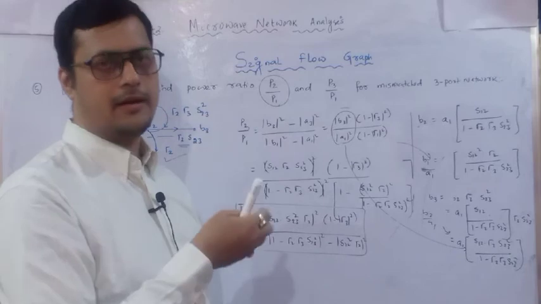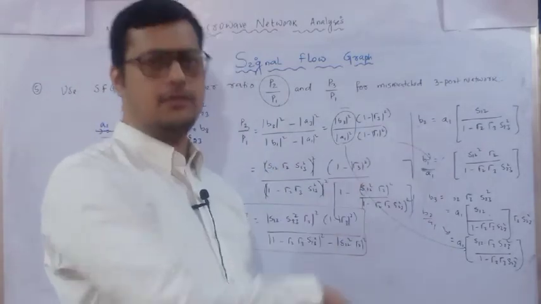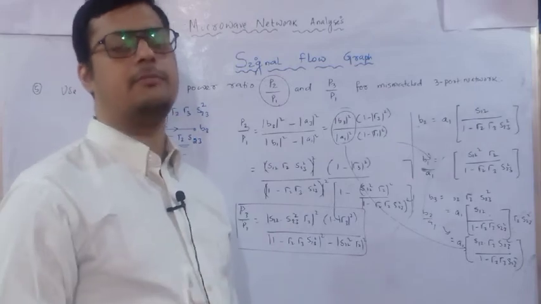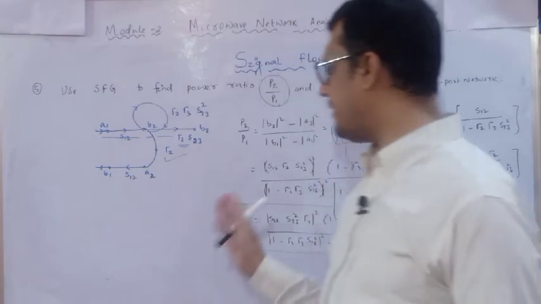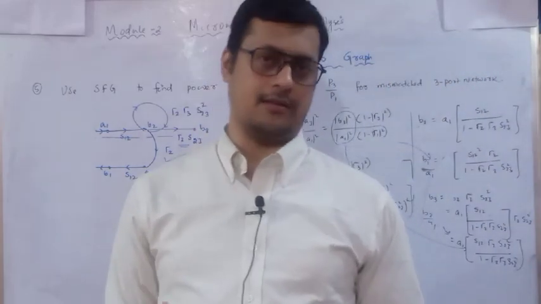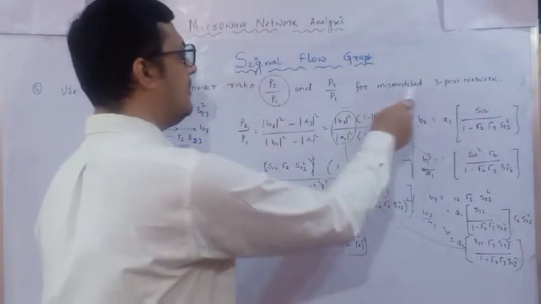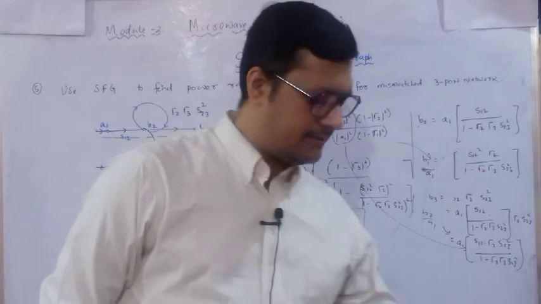Take the numerator part common, take the denominator part common as per the given relation, and substitute it. All those relations must be in terms of scattering parameter. So whatever the power relation we have identified, all in terms of scattering parameter. This is for mismatch condition as per the given question, a mismatch 3-port network. Okay. One more question we will take.